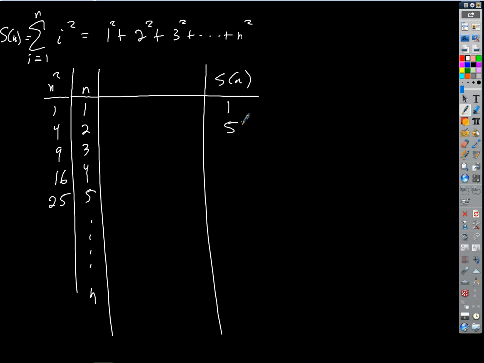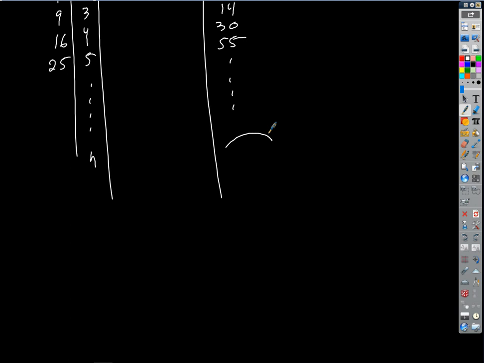What's the next one going to be? 5 plus 9 is 14. And 14, our current sum, plus the next one is 30. 30 plus 25, 55, all the way down to, that's what we're looking for, right? What is the sum through n terms of that expression, right? We're going to have i squared, okay?